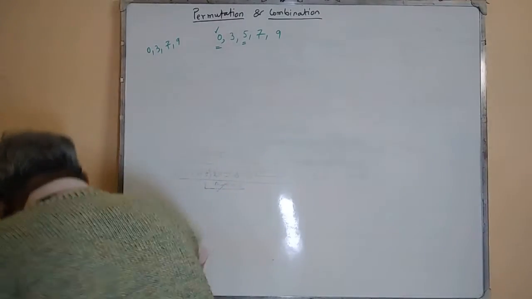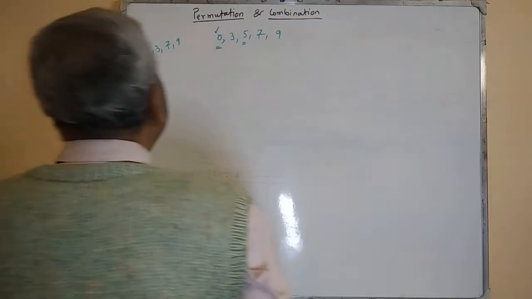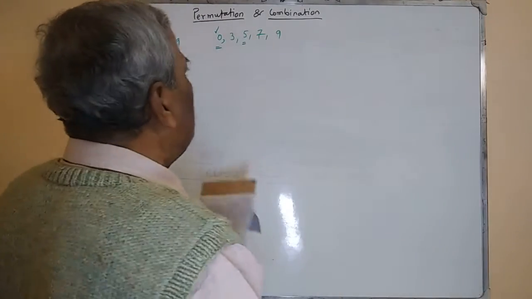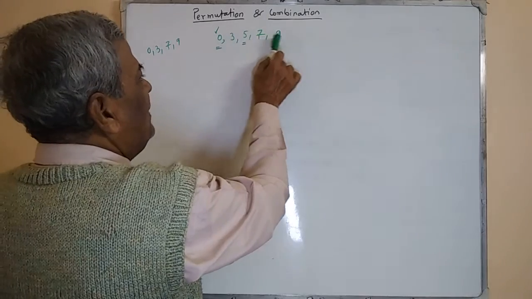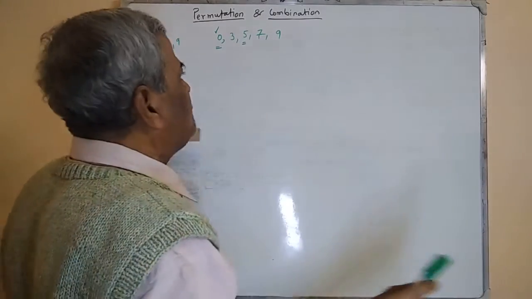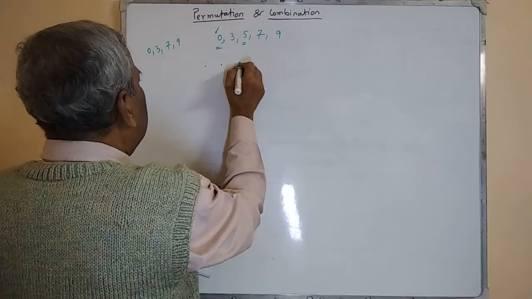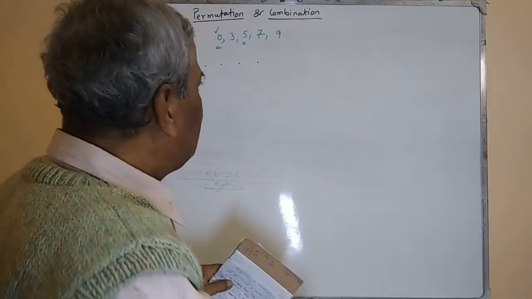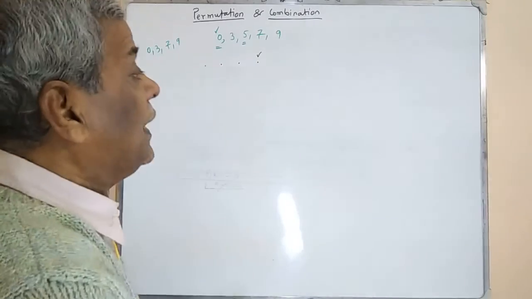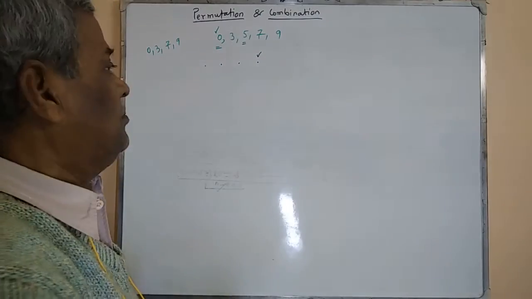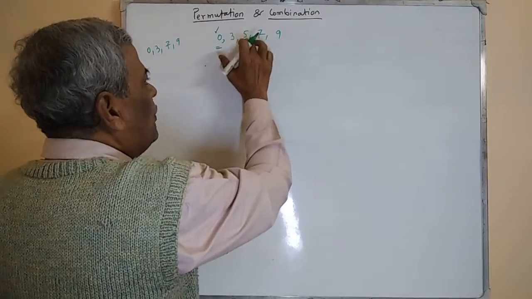Think of the problem in that way. Once again, I am repeating the problem. 0, 3, 5, 7, and 9 you can use. They are all distinct. And a 4-digit number is to be formed. And there are two restrictions. One restriction is in the unit position. It must be divisible by 5. So here you can use either 0 or 5.